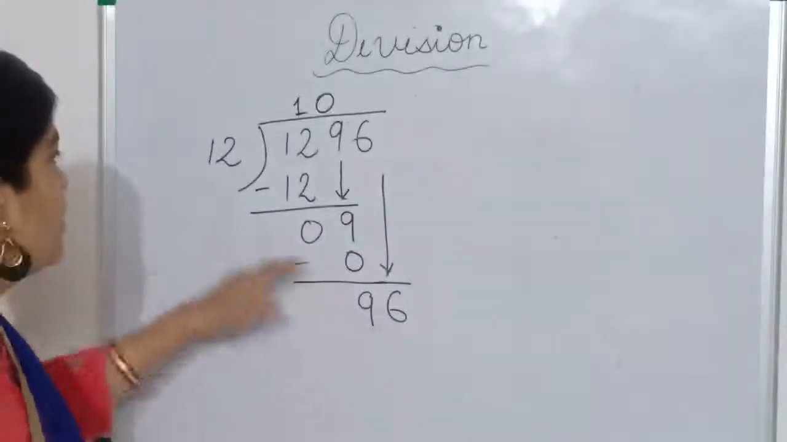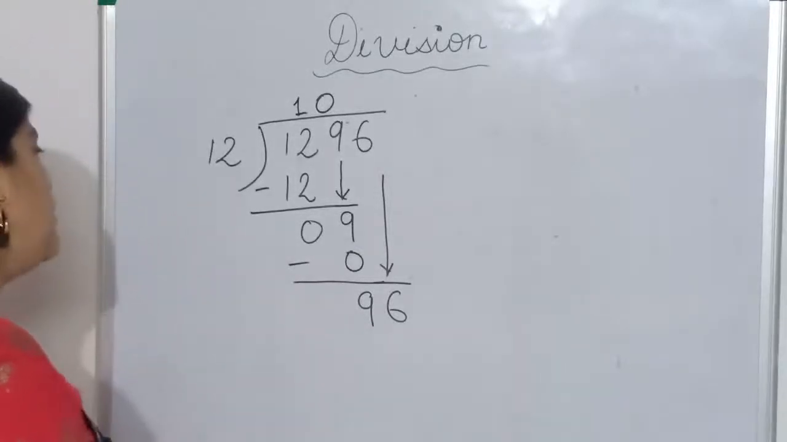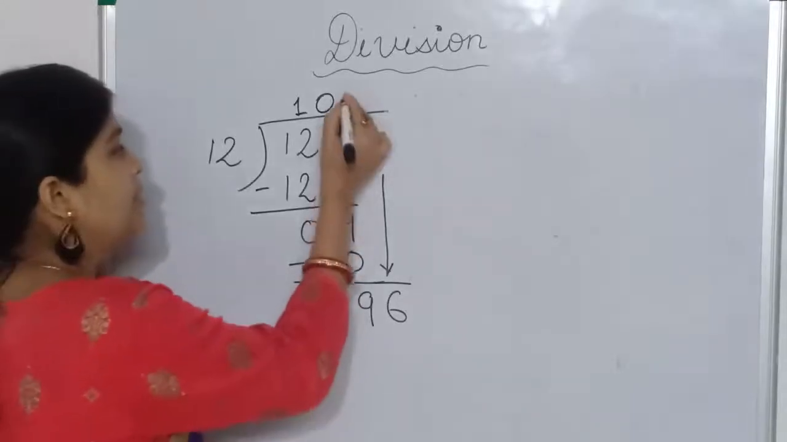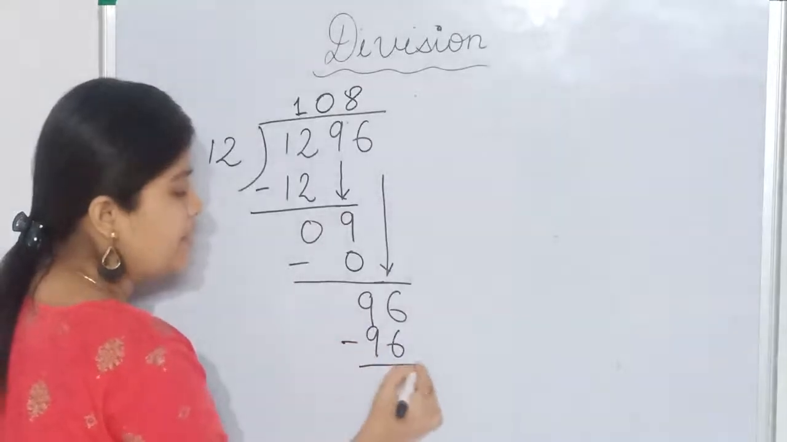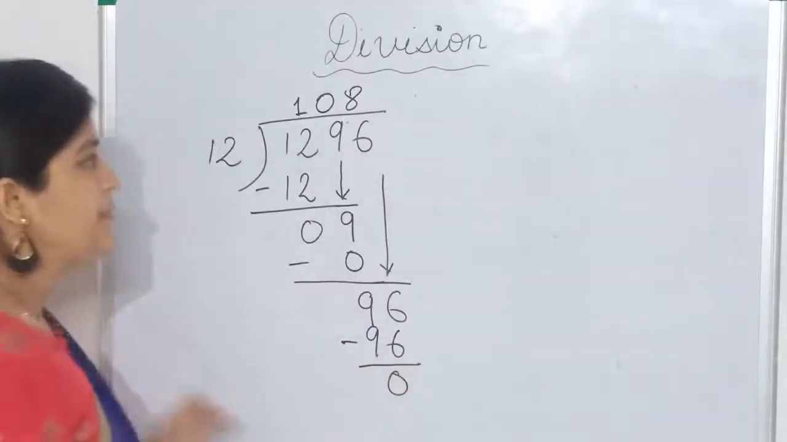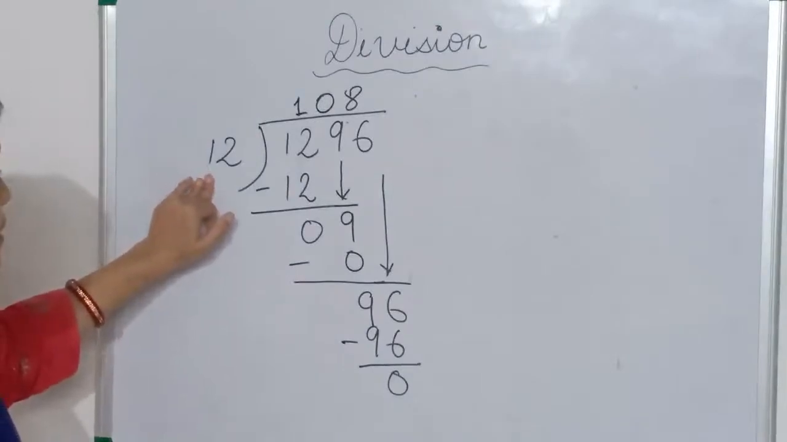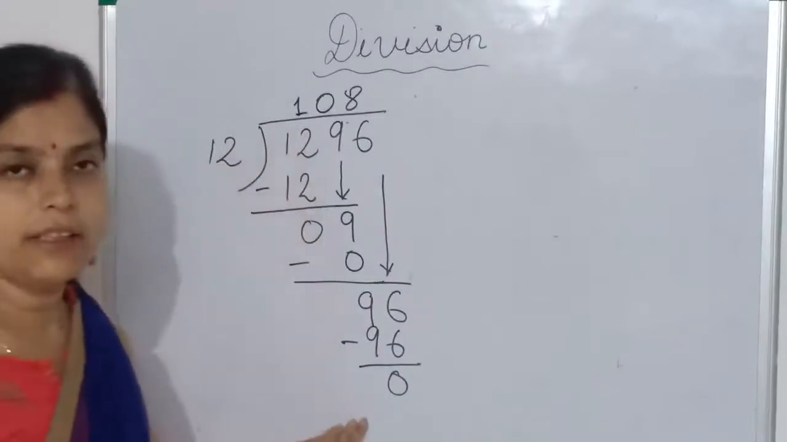Now 96 I have to divide by 12. You recall the table of 12. It comes 8 times. 12 8s are 96, and then there will be no remainder. So here the quotient is 108, divisor is 12, dividend is 1296 and remainder is 0.